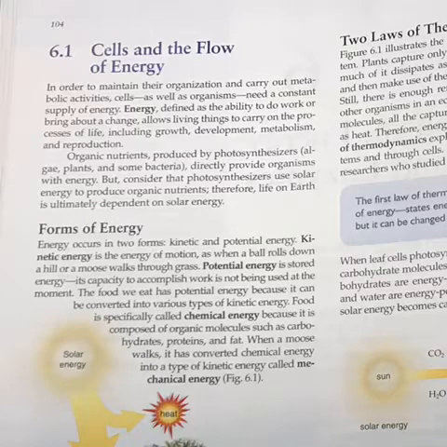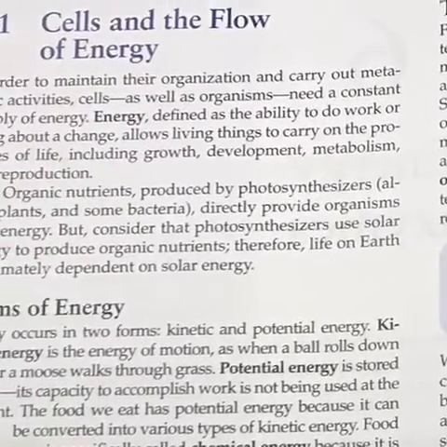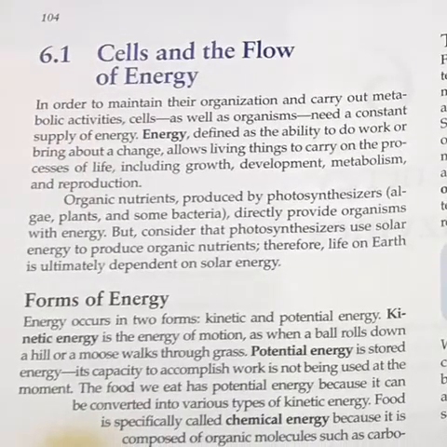6.1 Cells and the flow of energy. In order to maintain their organization and carry out metabolic activities, cells as well as organisms need a constant supply of energy. Energy, defined as the ability to do work or bring about a change, allows living things to carry on processes of life, including growth, development, metabolism, and reproduction.